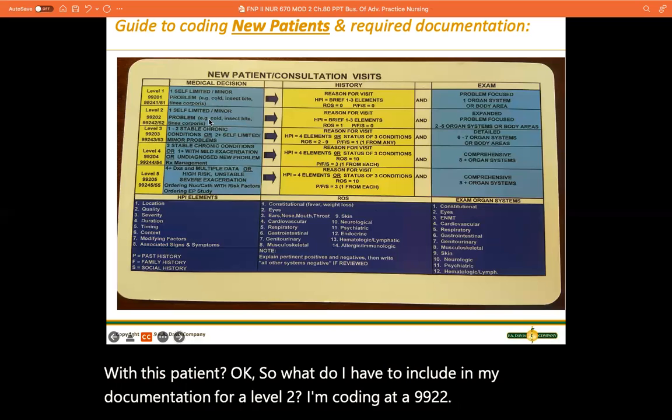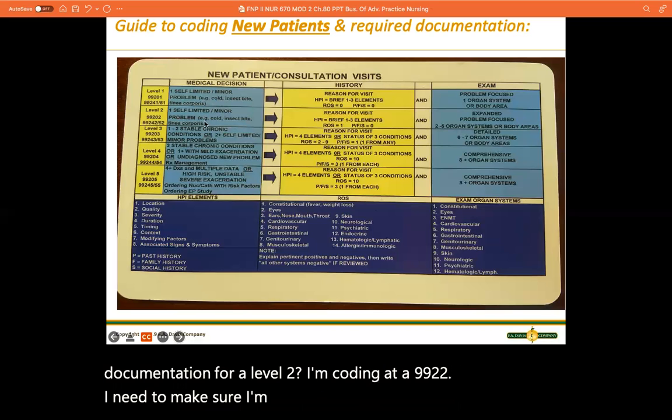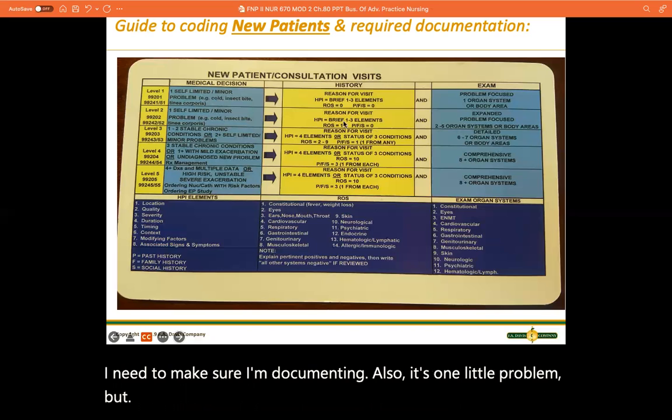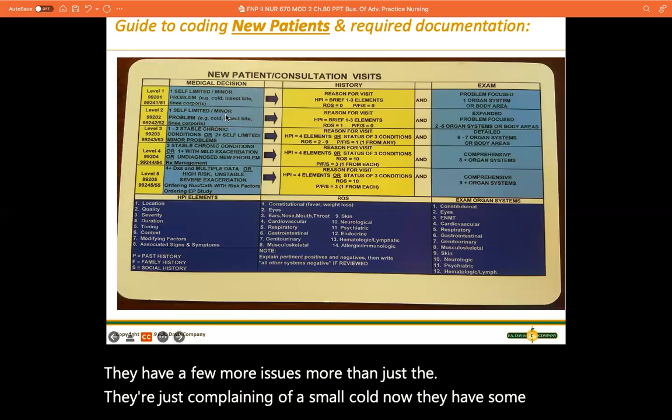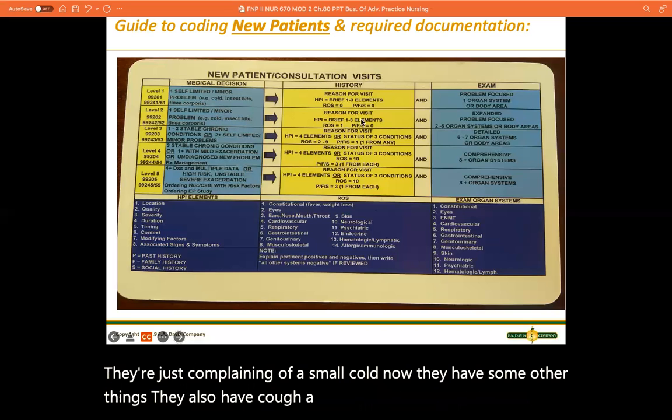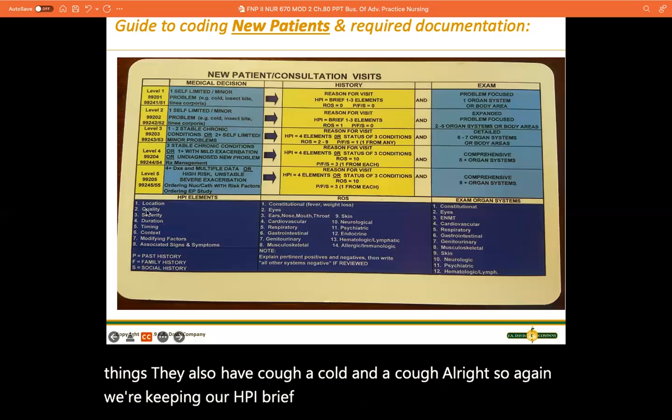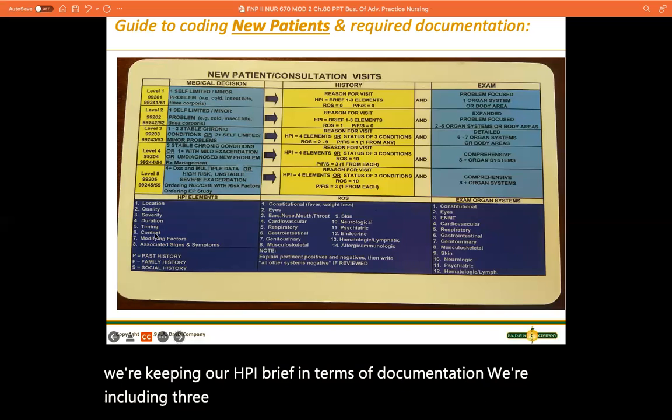I need to make sure I'm documenting. Also, it's one little problem, but they have a few more issues, more than just, like they're just complaining of a small cold. Now they have some other things. They also have a cough, a cold and a cough. All right. So again, we're keeping our HPI brief in terms of documentation. We're including 3 elements. We're talking about those 3 elements in our documentation.